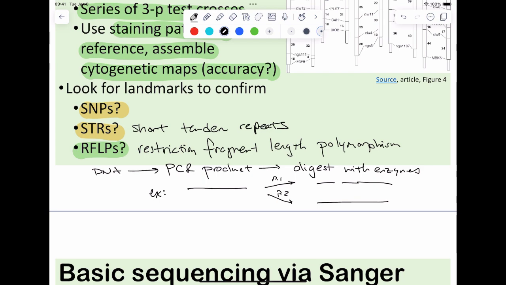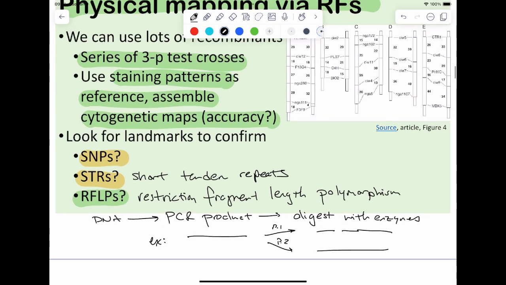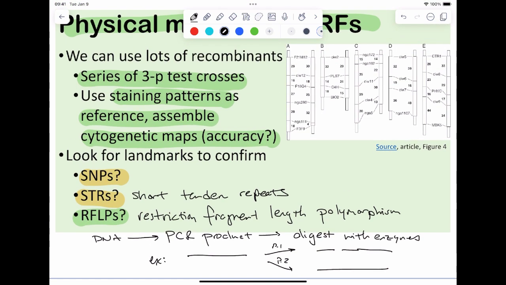So when we make these three-point test cross maps, this is based upon some obvious phenotype. But we can do the exact same thing using DNA sequences. We can do the exact same thing looking at A's, T's, C's, and G's. Which means we can switch away from all this classical genetic stuff that drives everyone crazy, and we can go back to the world of A's, T's, C's, and G's.